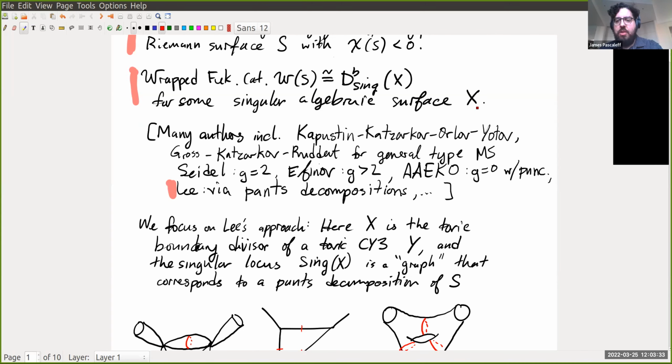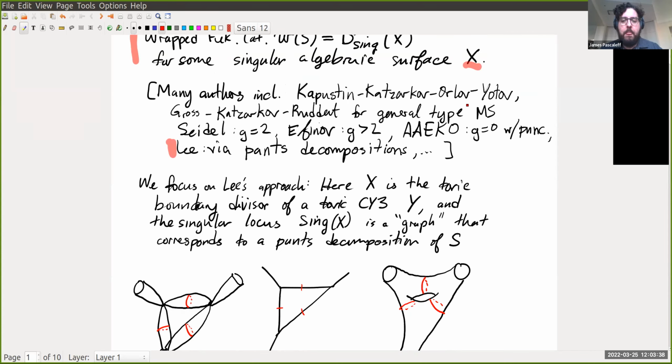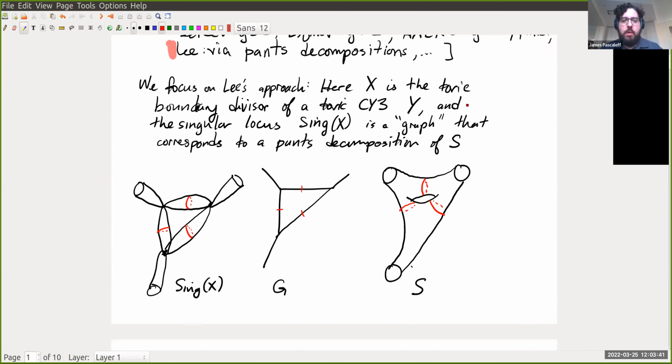In particular, what is this surface X that's the mirror to the surface S? So in Lee's approach, one way to think about it is, you could start with some toric Calabi-Yau threefold Y. And we can look at the toric boundary divisor of that toric Calabi-Yau threefold. Now for that toric boundary divisor, you often draw this thing called the moment graph. It's a graph that describes the combinatorics of that boundary divisor. That boundary divisor is some normal crossing surface.